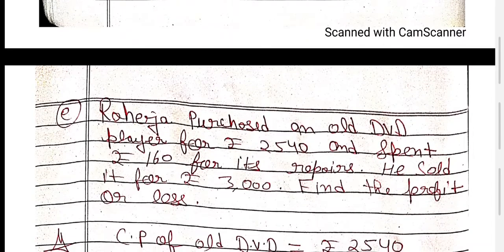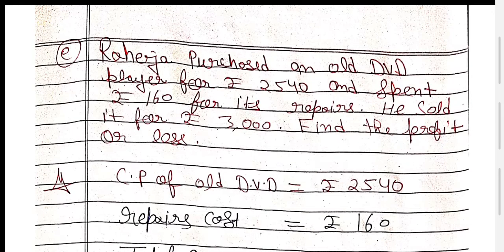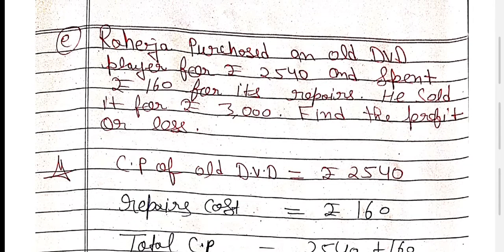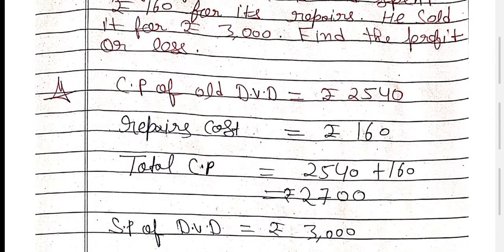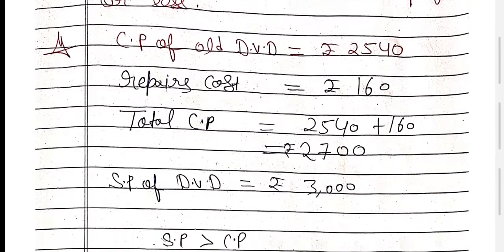Now come to E part. In your E part, Rahiza purchased an old DVD player for rupees 2540 and spent 160 for its repair. Okay, there is one girl or boy, what is the name? Rahiza. They have purchased one DVD, and the CP of that DVD is 2540, and they have spent rupees 160 on its repairing. The repairing cost is 160. Then what is the total CP? You have to add this, 2540 plus 160, you get 2700.